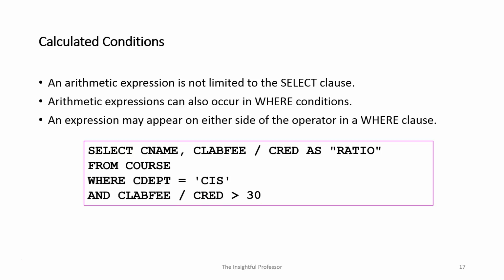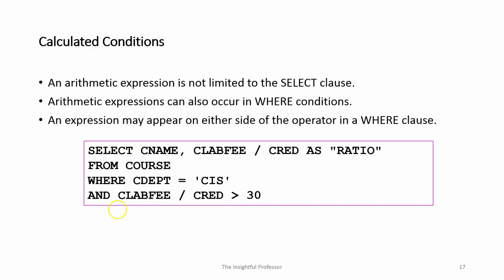Hopefully you see what I'm saying here, that this means that if you have this type of expression, the only way you're going to know if this is true or false is to actually read the row, even if you don't want to pass it on to a user in the result, because you need to obtain the lab fee and the credit to do the division to assess the predicate. That's a lot of overhead.